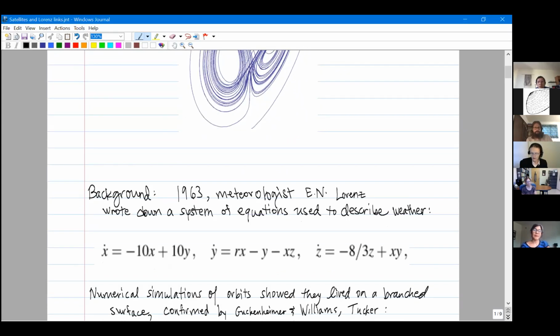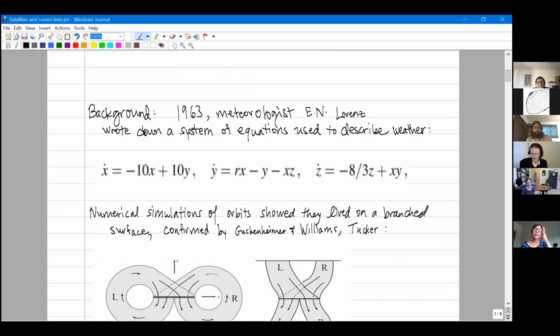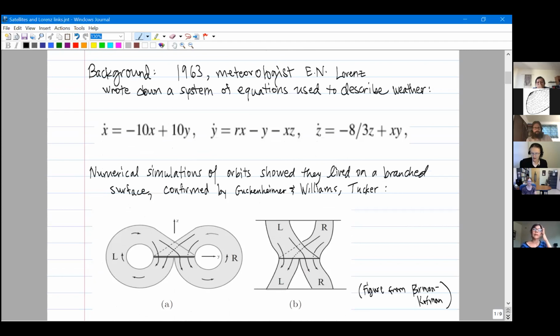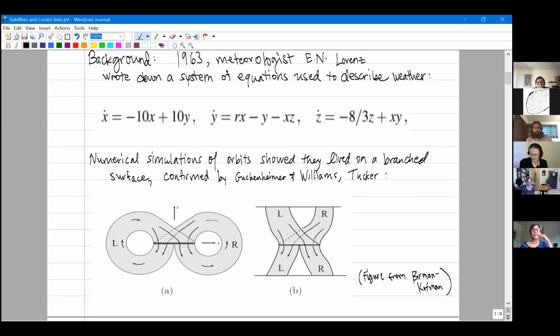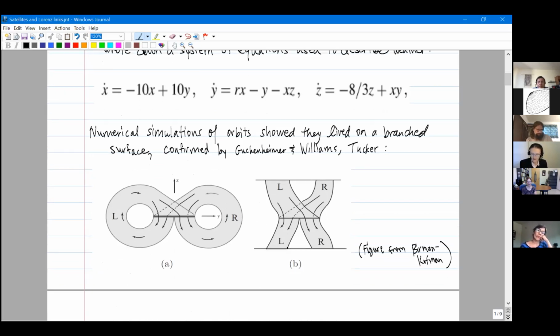And then this was proved. This was confirmed by Guckenheimer and Williams, and then Tucker proved it rigorously. And here is the branched surface of a Lorenz knot. I've stolen most of my figures in this talk from various papers; I put some credit on the side. So every periodic orbit of this Lorenz system lives on this butterfly type surface, and it can be described by a braid in L's and R's that's closed up with these two petals.